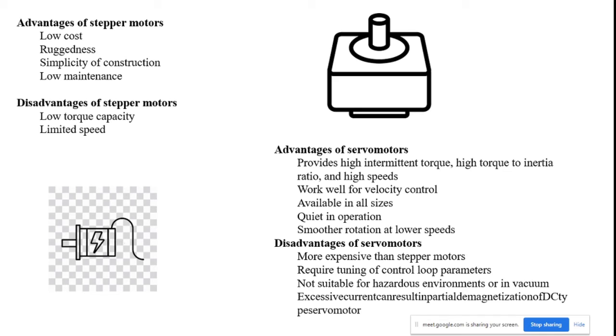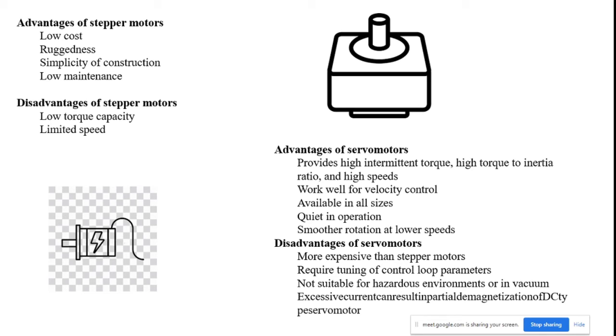The advantages of a stepper motor are low cost, ruggedness, simplicity of construction, and low maintenance. But there are also disadvantages in a stepper motor, which gives low torque capacity, and we can operate only at limited speed with the aid of stepper motors.